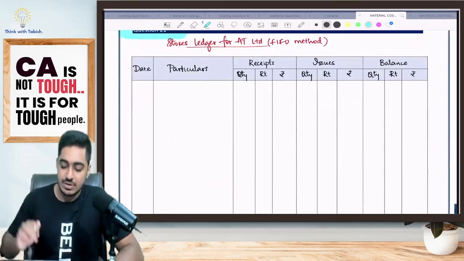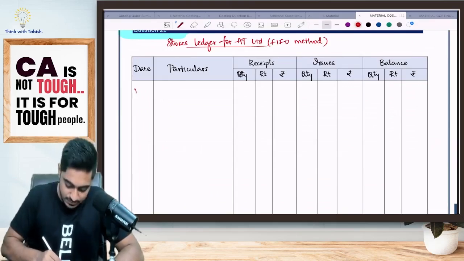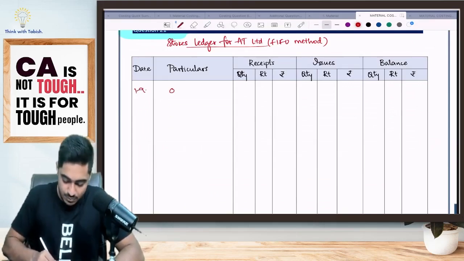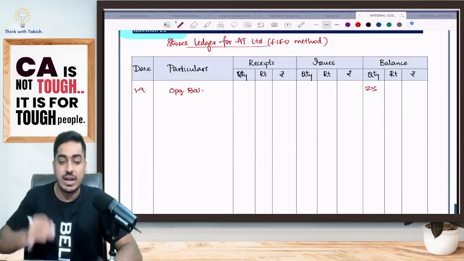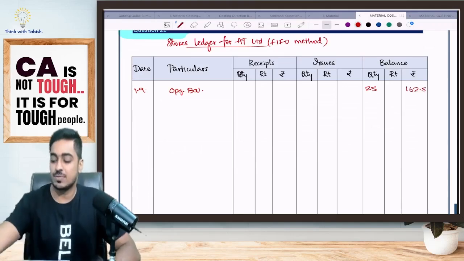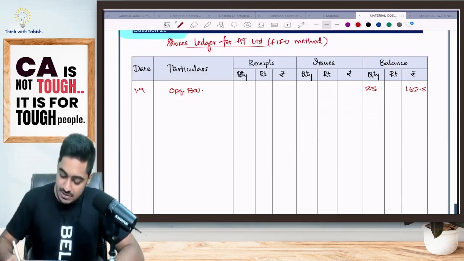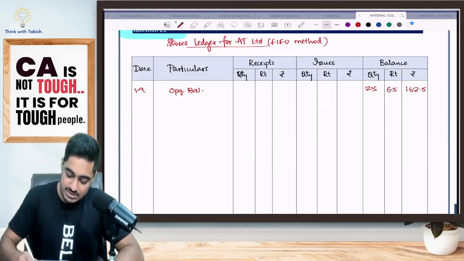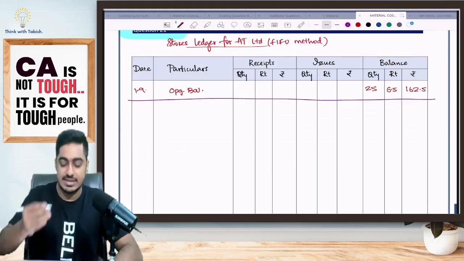Pay attention, everyone. First transaction, let me record. On 1st of September, I have opening balance. How much quantity? 25 units. For that, how much value had I incurred? 162.5. That means for every unit, how much was I paying? I have paid 162.5 divided by 25 units. Every unit I have purchased at 6.5. Yes or no? Yes, sir. No doubt. Perfect. Let us continue.